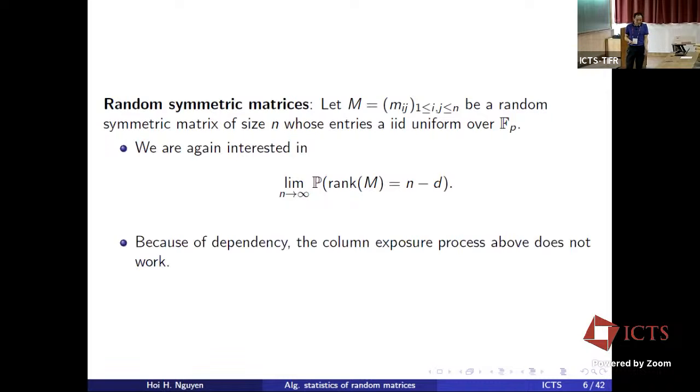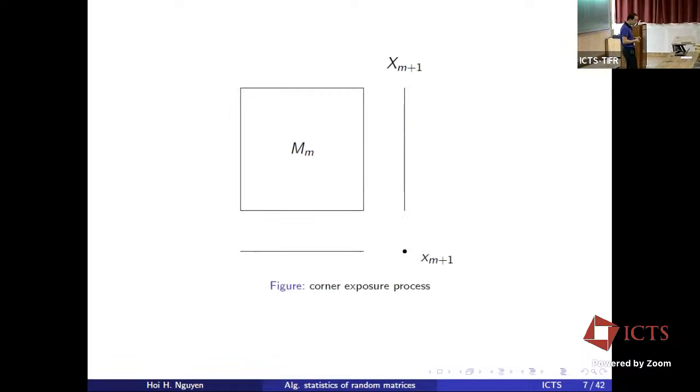Now we see that the column exposure process doesn't work because of the dependencies of the entries. When we reveal, we cannot do it. But as also mentioned in Mark's lecture yesterday, in the symmetric case we do a corner exposure process instead of the column exposure process. Let M_m be the minor generated by the first m rows and the first m columns. Then I expose the next column, in dimension m plus 1, and see how the rank evolves.